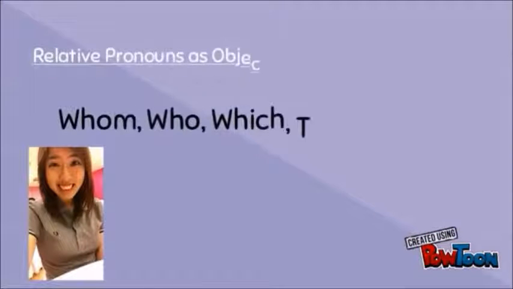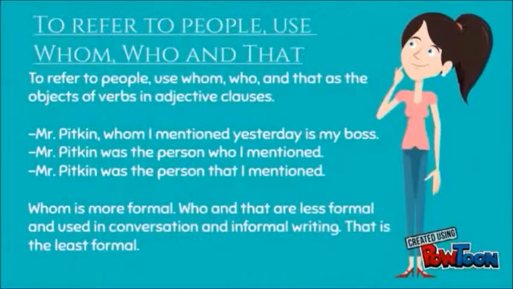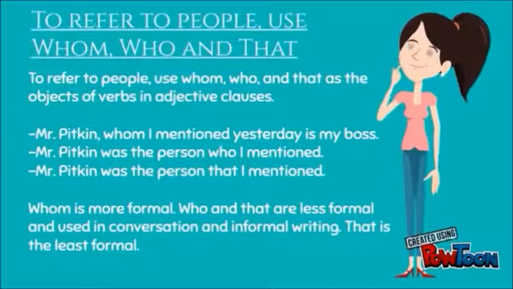Next, I am going to explain relative pronouns as objects. Relative pronouns as objects consist of four components, which are whom, who, which, and that. When we refer to people, we use whom, who, and that as the objects of verbs in adjective clauses. For example, Mr. Pitkin, whom I mentioned yesterday, is my boss. In this sentence, whom refers to the object of the adjective clause.